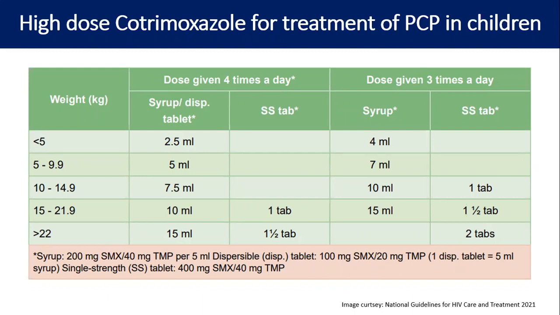And for giving 3 times a day, the doses are 4 ml, 7 ml, 10 ml, and 15 ml in these age groups. And in more than 22 kilo, we can give 2 tablets of single strength tablet 3 times a day.